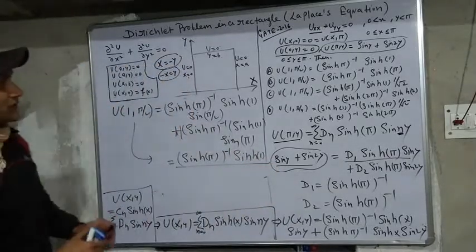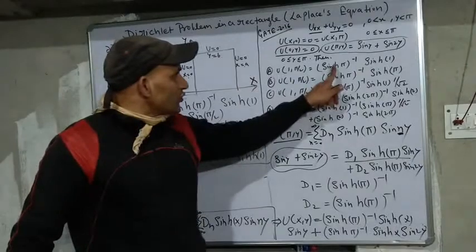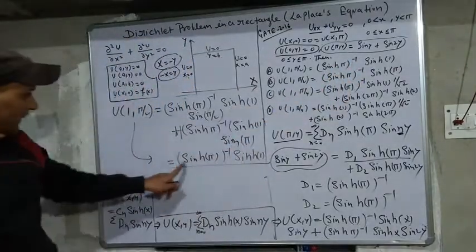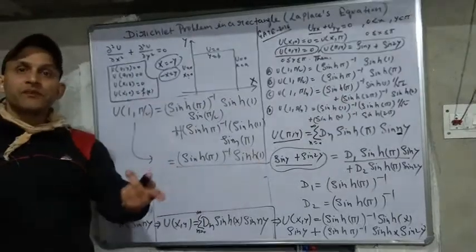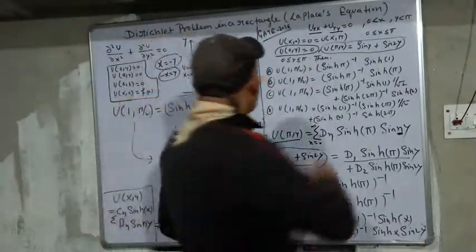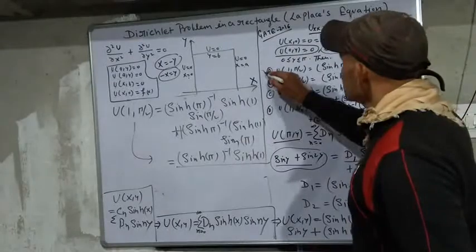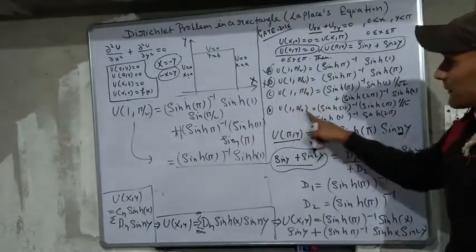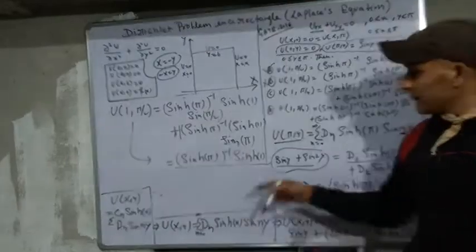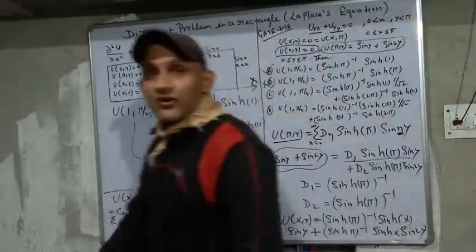So now you have to check that u(1, pi by 2) is equal to sine hyperbolic pi inverse and sine hyperbolic 1. Very simple. Similarly you have to put 1 and pi by 2, so that means this is correct, and that means this is wrong. Similarly you have to check 1 and pi by 4. Okay, very simple. I think you understand.